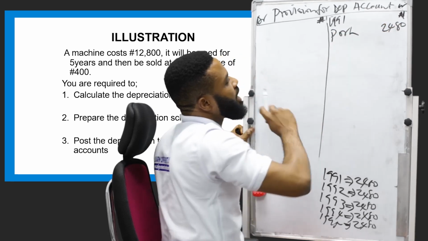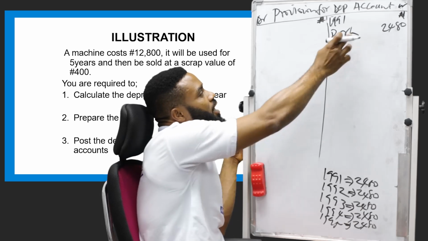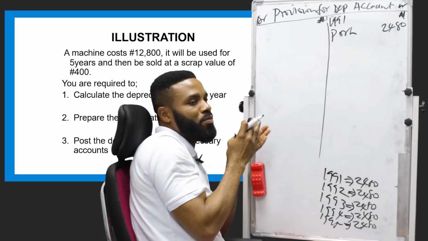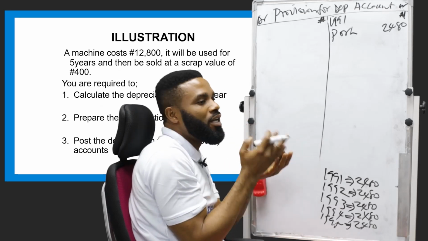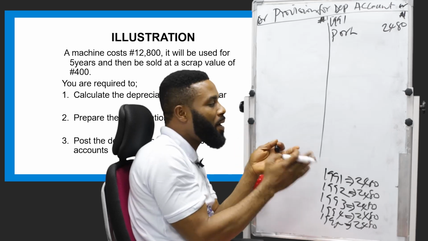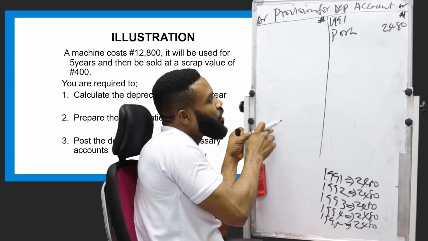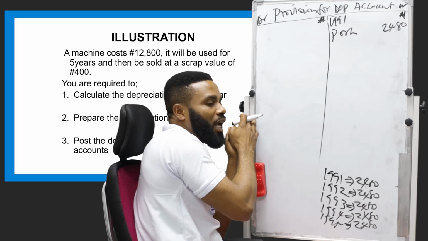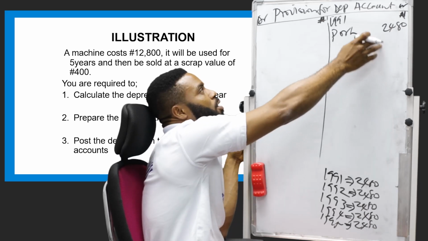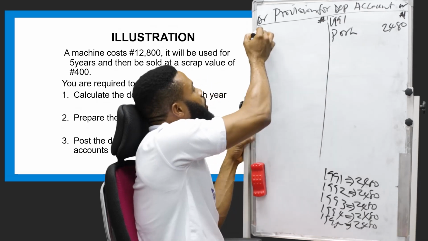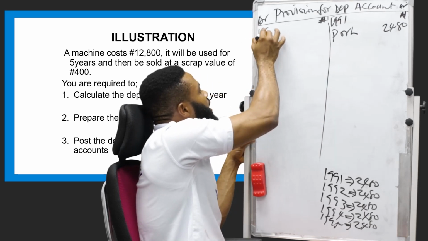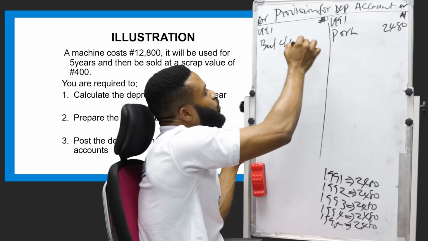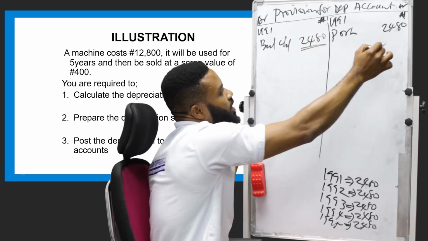Why do I need to write profit or loss here? The profit or loss account written here depicts the double entry principle, which states that for every debit entry there must be a corresponding credit entry. Remember, when we were preparing the profit or loss account, we had this value debited. Because it is debited in the profit or loss account, it is credited in the provision for depreciation account. For 1991, your balance carried down is 2480. You have completed that.